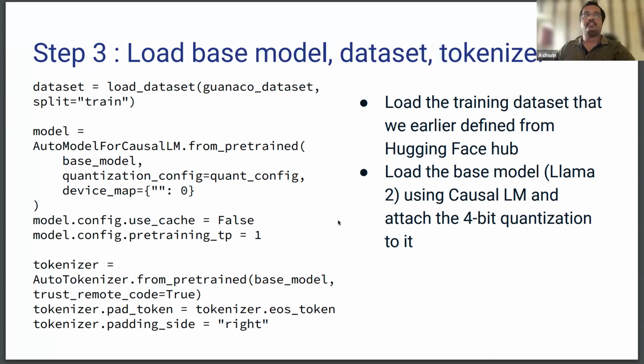So these are 3 key things we do. We load the data set, we set up the model, assign it to the base model with a few configuration parameters. You also define a tokenizer and tie it to the base model that we are going to run fine tuning on.